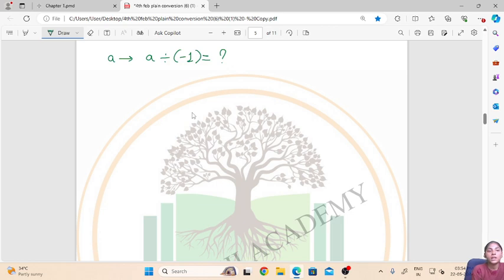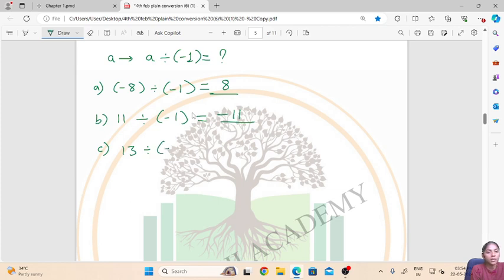So let us try for some examples. We have -8 divided by -1. So what will happen here? Minus minus will get cancelled. 8 divided by 1 will be 8. Then another example, 11 divided by -1. Here we will get the answer as -11. Then another example, 13 divided by -1. So we will get the answer as -13.